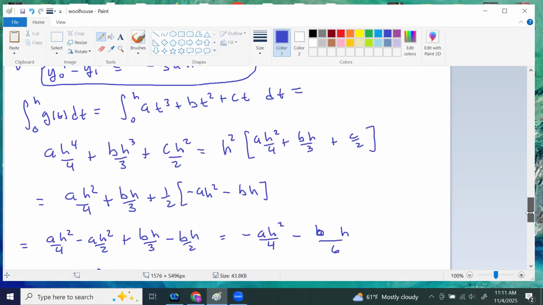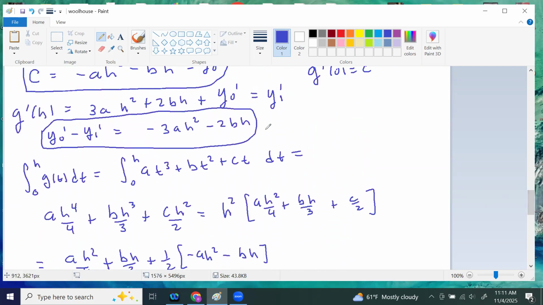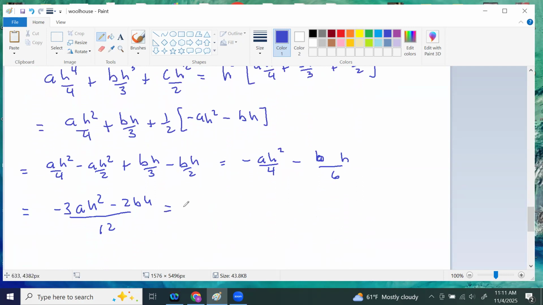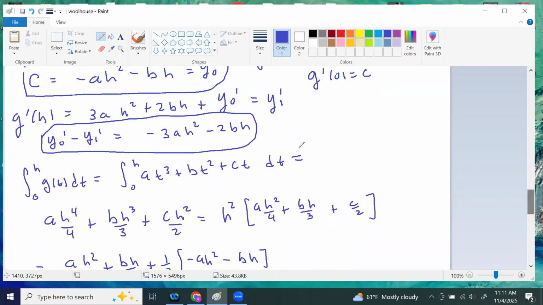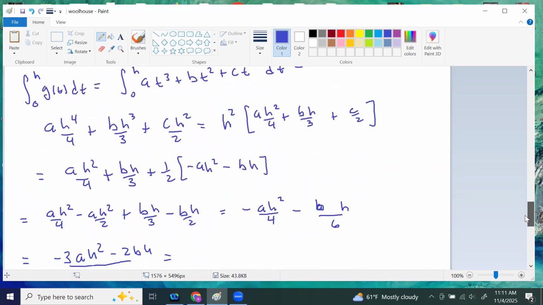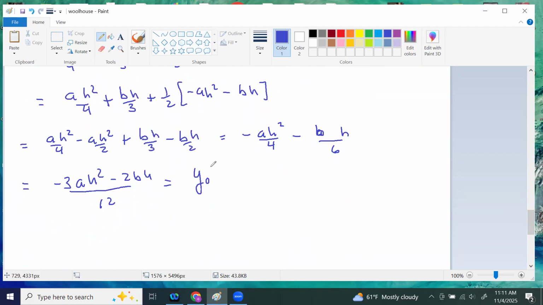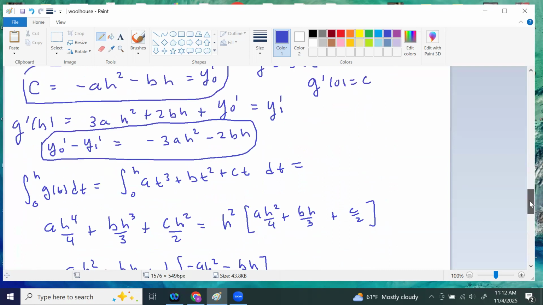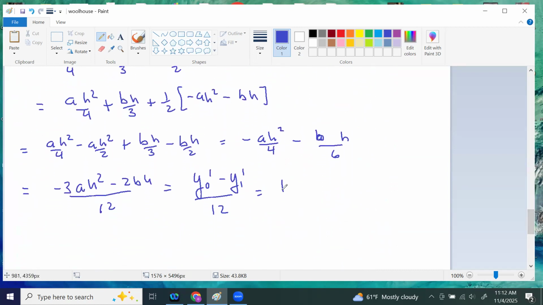But let's just take a look at what that was. Minus 3ah squared minus 2bh. And that's what we have here. So if you zoned out, that's okay, because that is precisely y sub naught prime minus y1 prime. But notice what those were. Those were the derivative at 0 minus k and derivative at h minus k, and the k's cancel. So this turns out to be 1/12 the derivative at 0 minus the derivative at h, which is what we wanted.